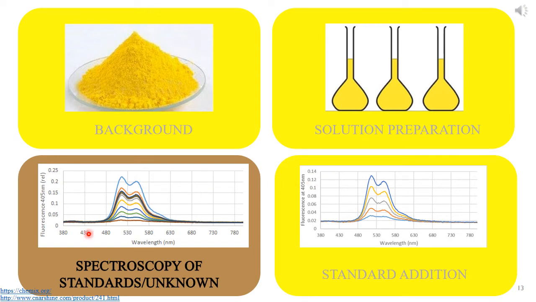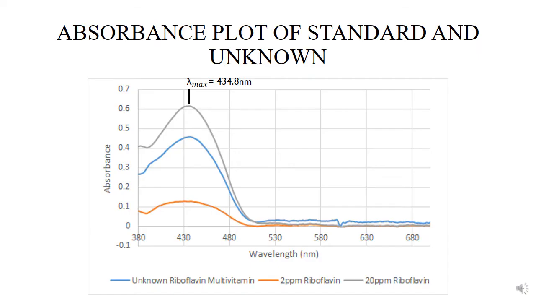Next, the spectra were taken for the unknown multivitamin and standard solutions. Using a SpectroVis Plus spectrophotometer, the absorbance spectrum was taken for the 2 parts per million standard riboflavin solution, the 20 parts per million riboflavin solution, and the unknown multivitamin riboflavin solution. The absorbance spectra was taken for the riboflavin solution to analyze whether the fluorescence spectra should be taken at the excitation wavelength of 405 nanometers or 500 nanometers.